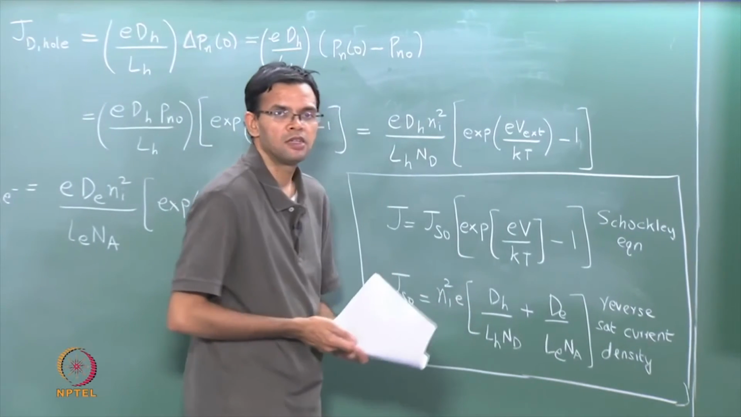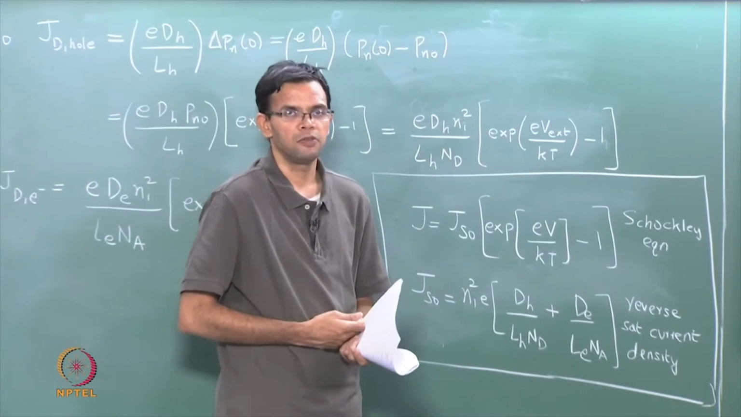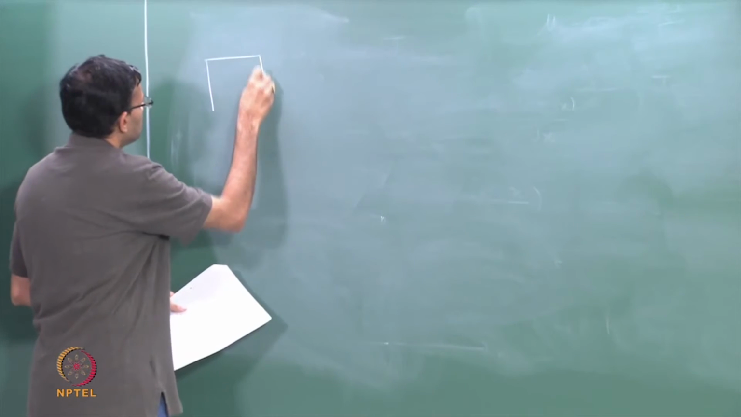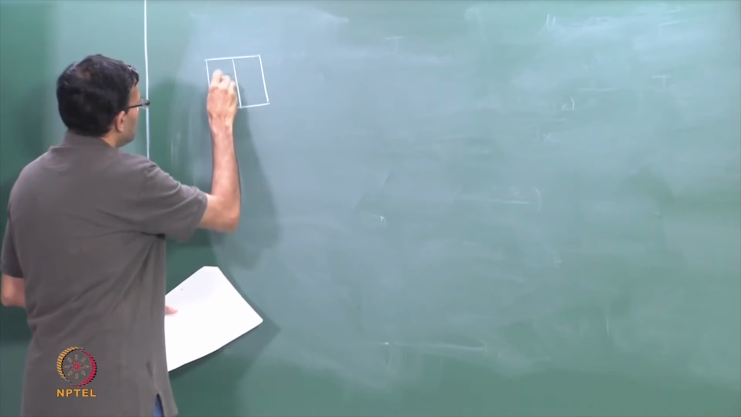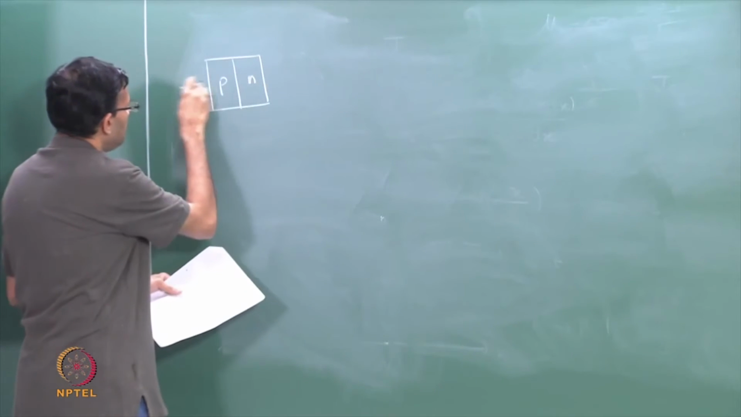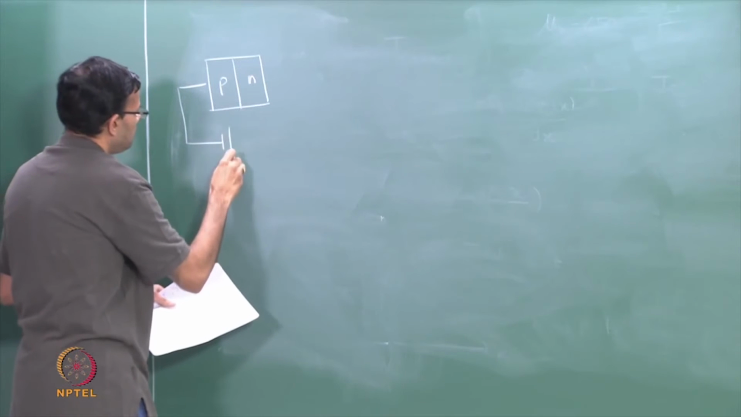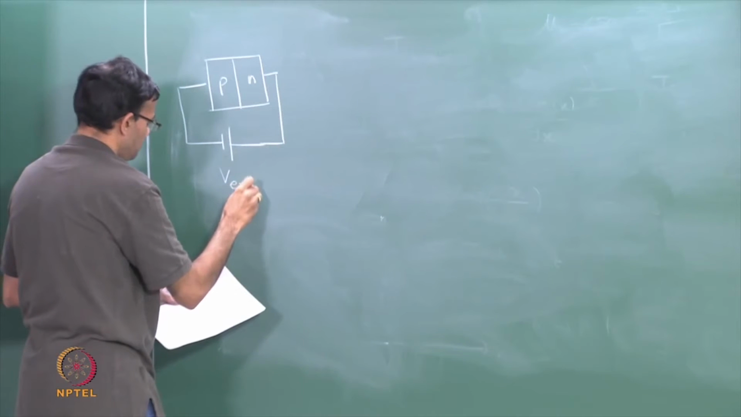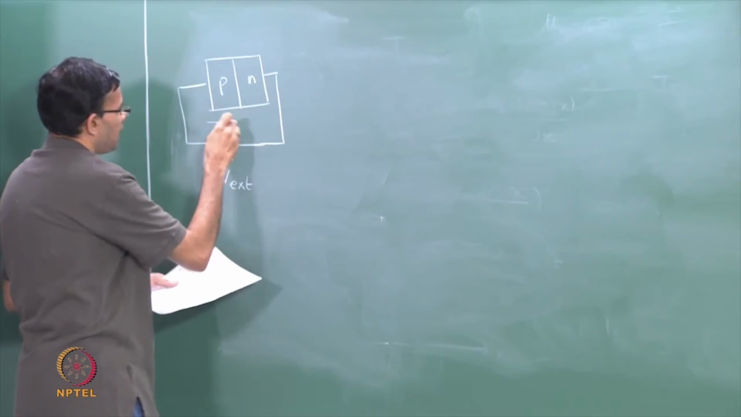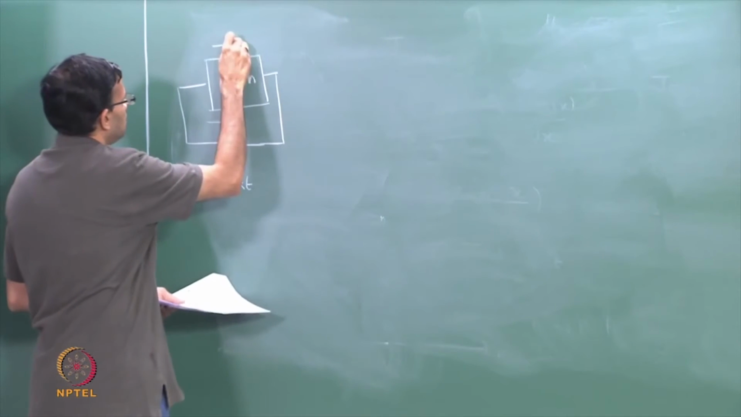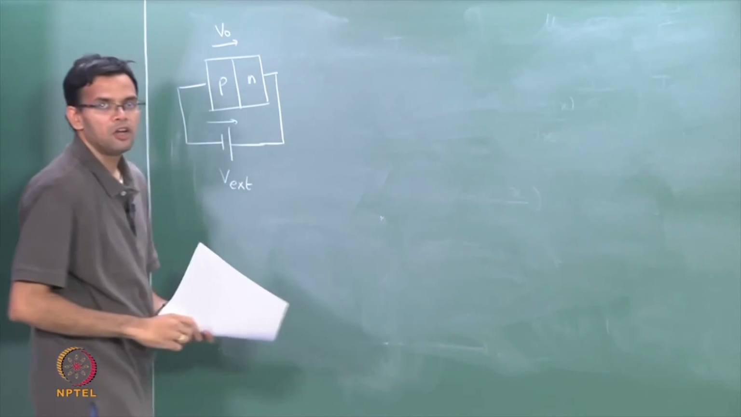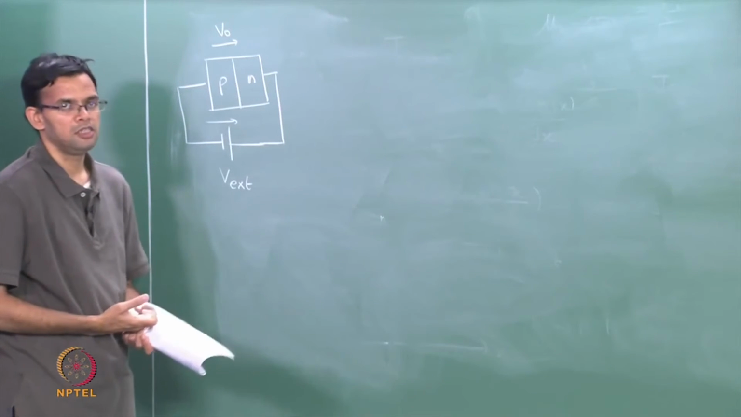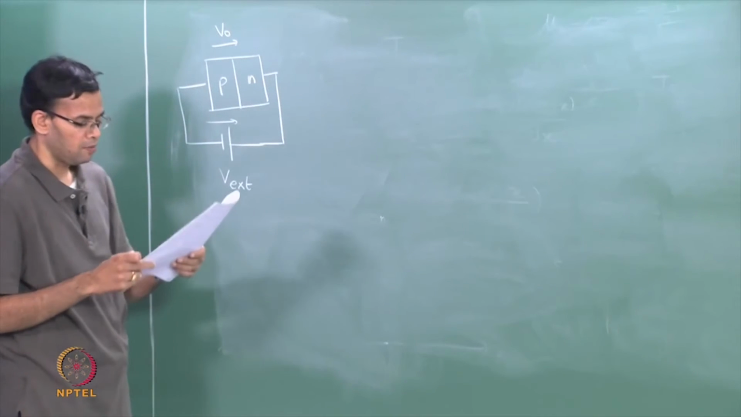So what happens if you now apply a reverse bias to the p-n junction? If you apply a reverse bias, we connect the P to the negative and N to the positive. So this is your V external. V external now is in the same direction as V naught, which is your contact potential. So just like we did for a Schottky junction, you will find that the barrier has gone up.